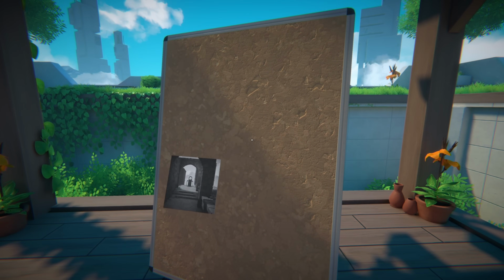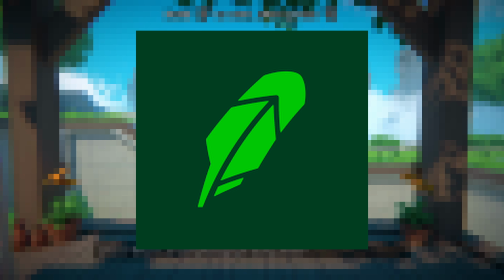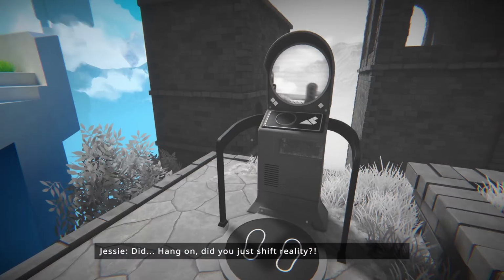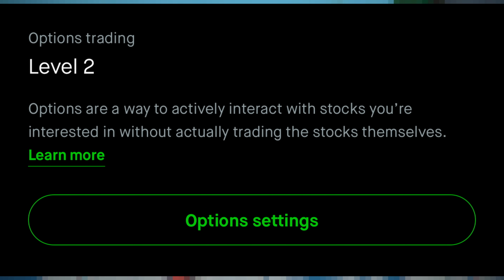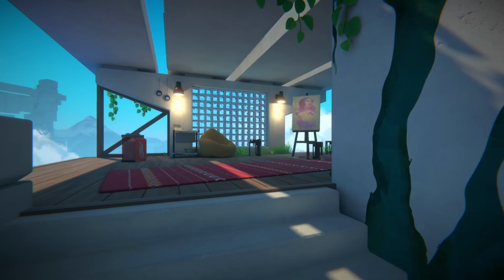So the first step is using an investing platform. I use Robinhood, so we'll be using that. Go to your settings, which is the person icon. Go to the three lines at the top left. Go to investing, then scroll all the way down to options trading and upgrade to level 2. And now you could trade options.